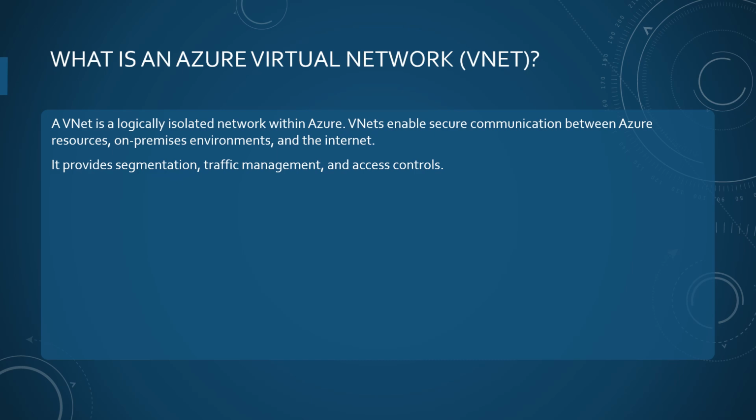What is an Azure Virtual Network, VNet? A VNet is a logically isolated network within Azure. A VNet enables secure communication between Azure resources, the on-premises environment and the internet. It provides segmentation, traffic management and access control.